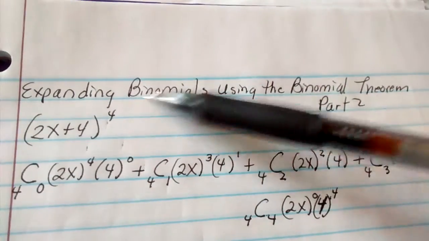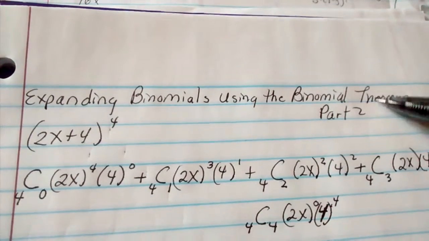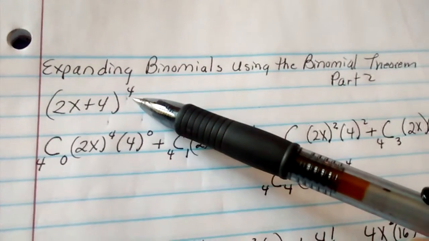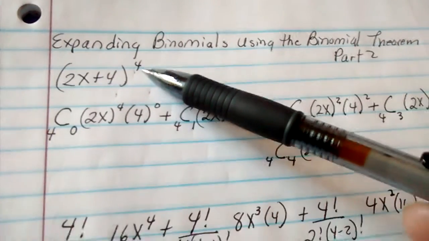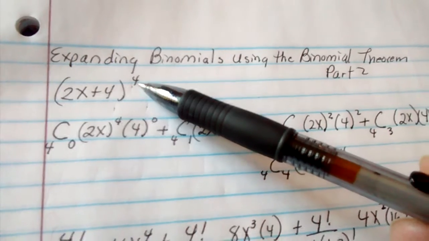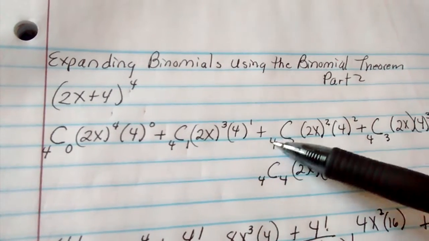We're going to go over expanding binomials using the binomial theorem, part 2. This one's just slightly more complicated. To set this up, once again, you're going to start out with 4, which matches your exponent, and that 4 continues all the way down.